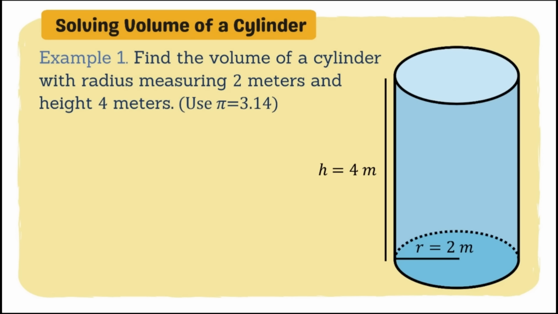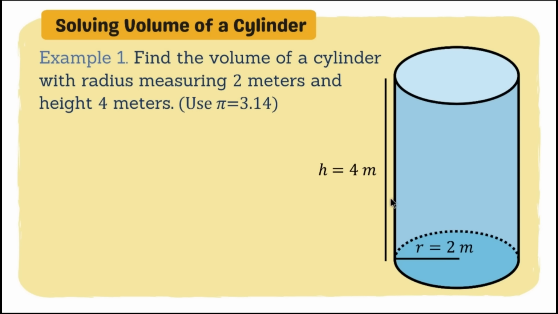Okay, first example in solving volume of a cylinder, let me read. Find the volume of a cylinder with radius measuring 2 meters and a height of 4 meters. Use pi is equal to 3.14. Now, this is the approximation that we're going to use. Remember, pi is an irrational number. Hindi lang po yan natatapos sa 3.14. But in this case, we are going to use this 3.14 as an approximation.